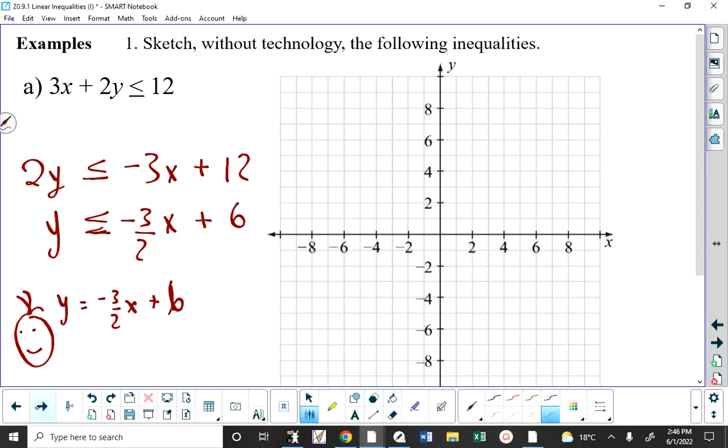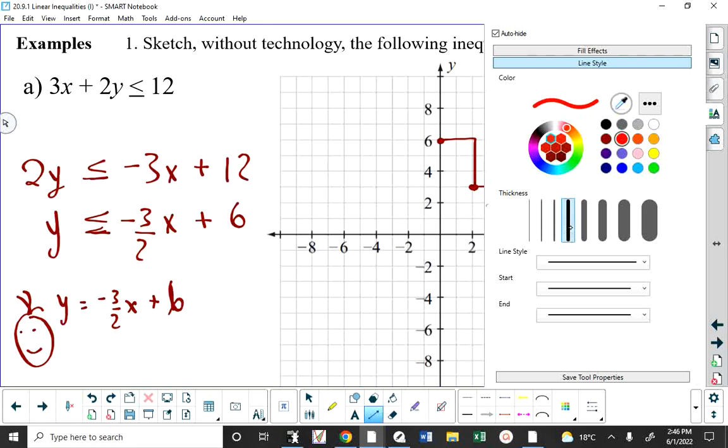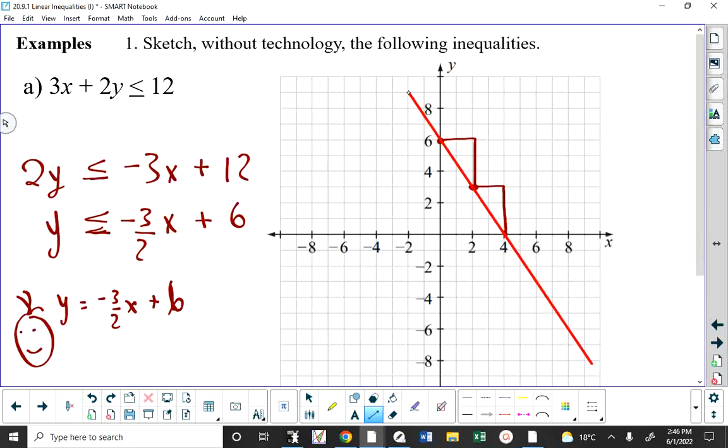The y-intercept here is 6, so it's going to go through 6 on the y-axis. The slope is negative 3 halves, which means you go over 2 and down 3, over 2 and down 3, and continue in that fashion. These steps I've drawn are just me explaining how you're going to draw the line, roughly like that.